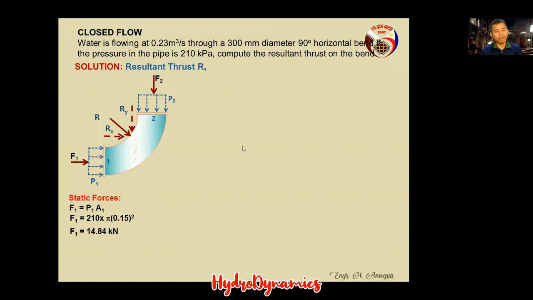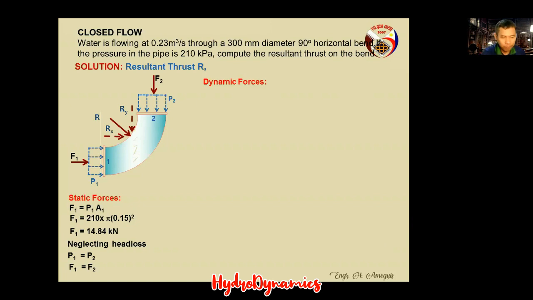That is 1484 kilonewton. F2, ganun din. Opposite direction lang. F1 and F2 parehas. Neglecting head loss, same pressure, P1 equals P2, F1 equals F2. Parehas yung diameter kasi. Now, dynamic force, ito yung dynamic force.